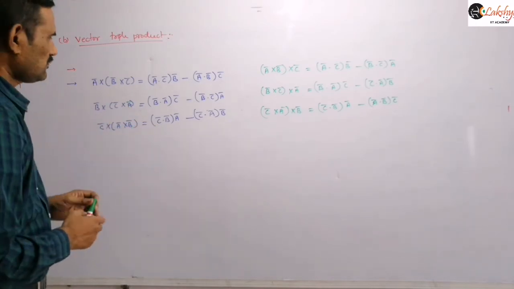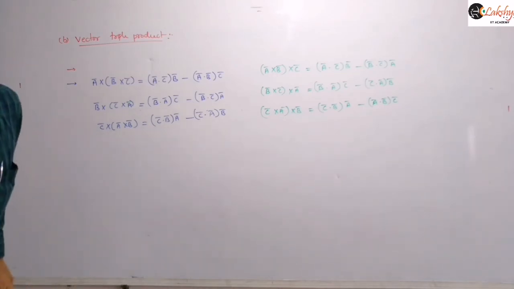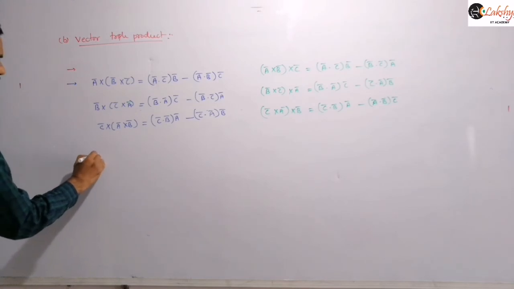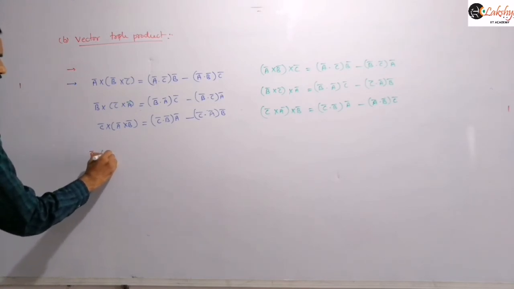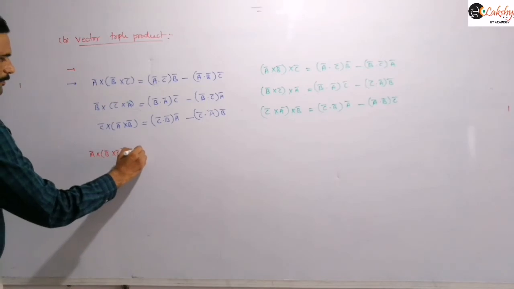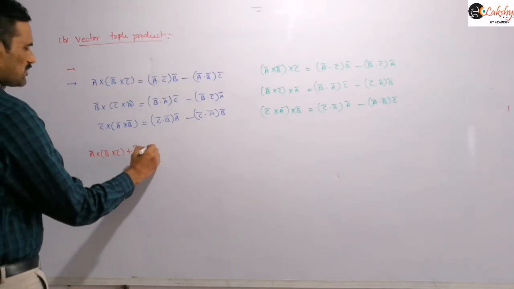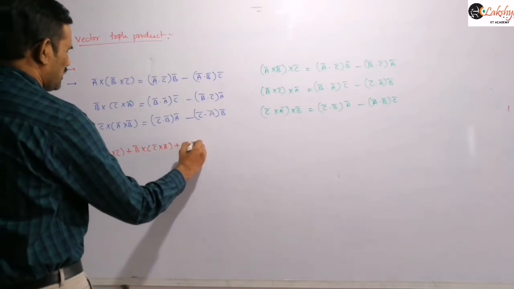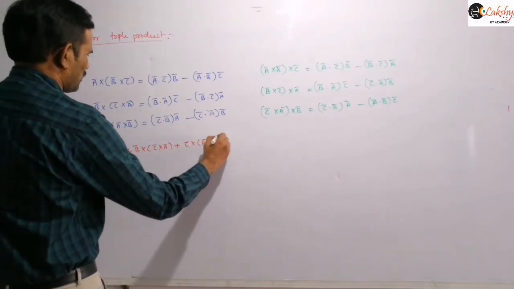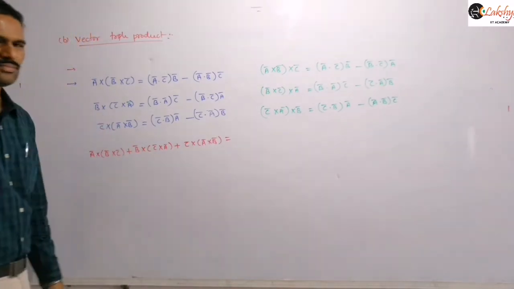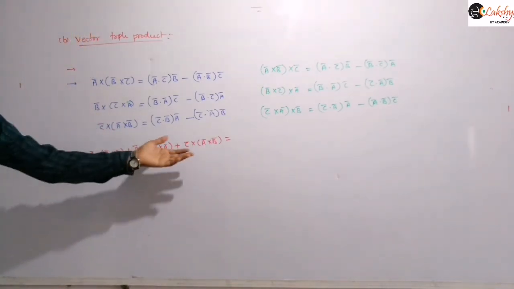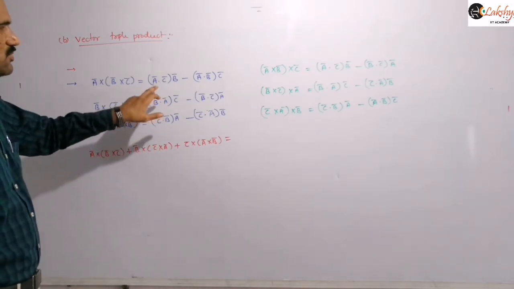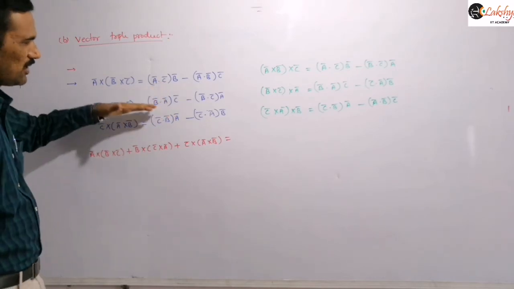Suppose I am adding all these terms: A bar cross of (B bar cross C bar) plus B bar cross of (C bar cross A bar) plus C bar cross of (A bar cross B bar). Now can you say its value? Sometimes they may ask this relation directly. If you add all these three terms, you can directly observe this.